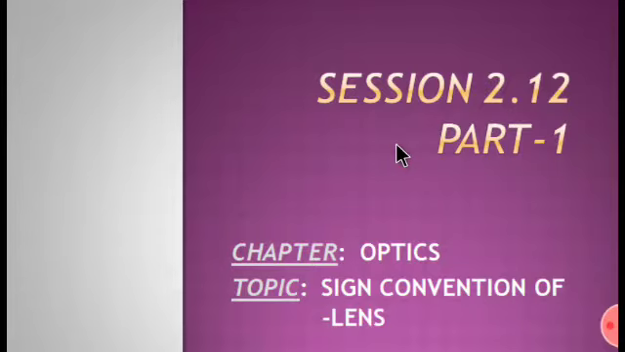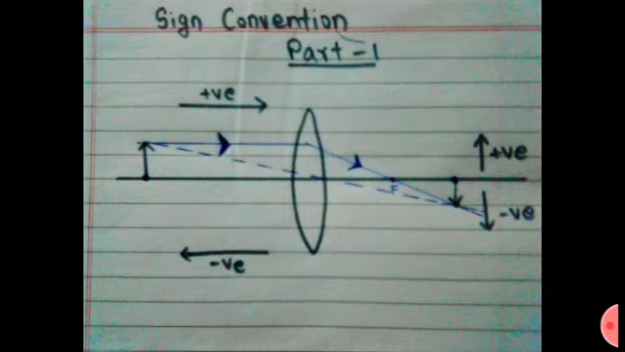In this session we'll be discussing the sign convention of lenses, and under this I made two videos. The first video will discuss and explain what the rules are and how we can implement them in a problem, and in the second video I just made it for you to know what they wrote in your textbooks, and that's all the second video is about. Okay, now going on with the first one.